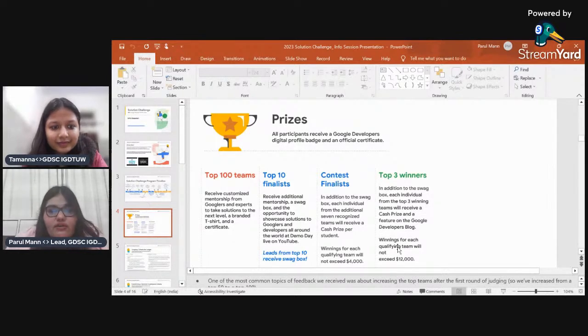Also, the contest finalists, in addition to the swag box, each will receive a cash prize of $4,000. So that is a very big deal. And the top three winners, in addition to the swag box, each individual from the team, so it is not for the entire team, each individual is going to receive a prize of $12,000.